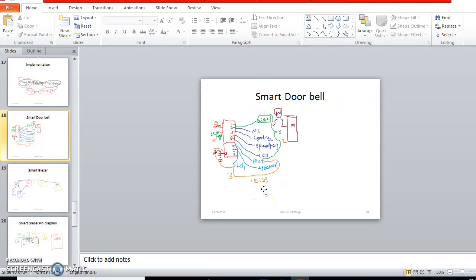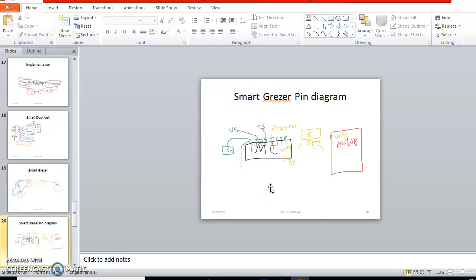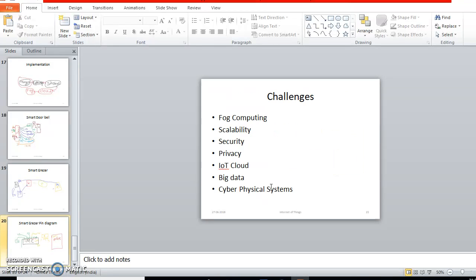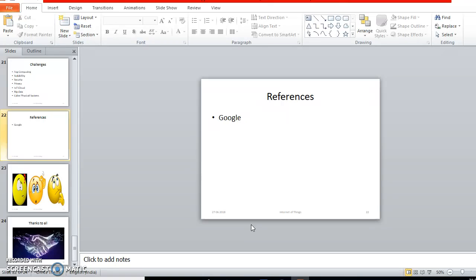And this is a smart doorbell application, with some pin diagrams showing how we can connect it. This is the smart geyser pin, how we generally connect to the microcontroller in experiments. These are some challenges for those who want to do research; they can concentrate on areas like fog, scalability, security, etc. I collected this material from Google itself.